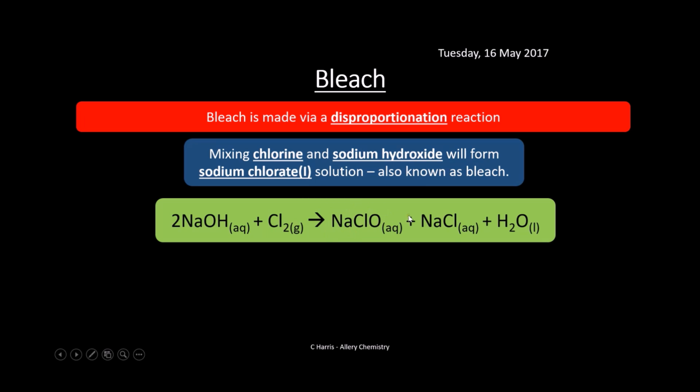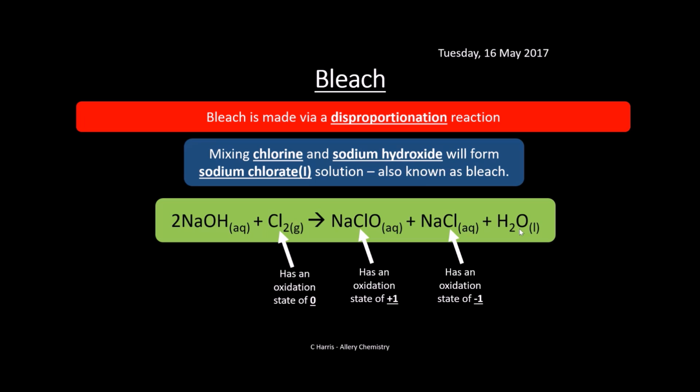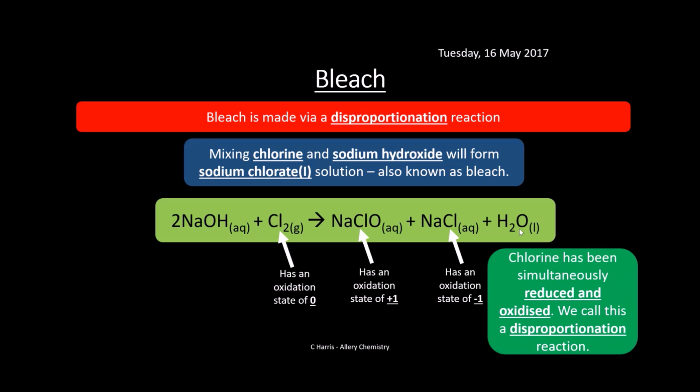There it is there, sodium chlorate(I), sodium chloride, and water is also produced. Now, if you look here, the chlorine has an oxidation state of 0 because this is an element. Your chlorine in sodium chlorate(I) has an oxidation state of +1, and chlorine in sodium chloride is -1. So you can see this is a disproportionation reaction. Chlorine's been oxidized and reduced. So, again, it's just the same as the other reactions. You'll see disproportionation has come up in a few different guises.